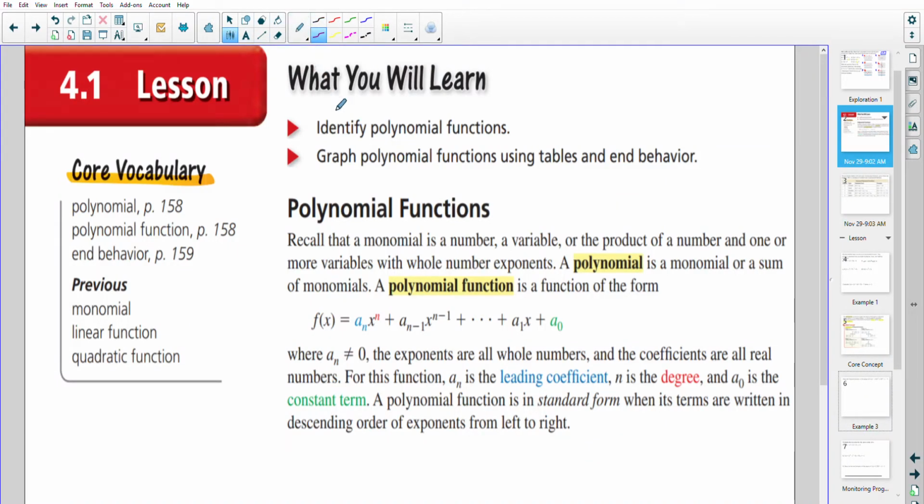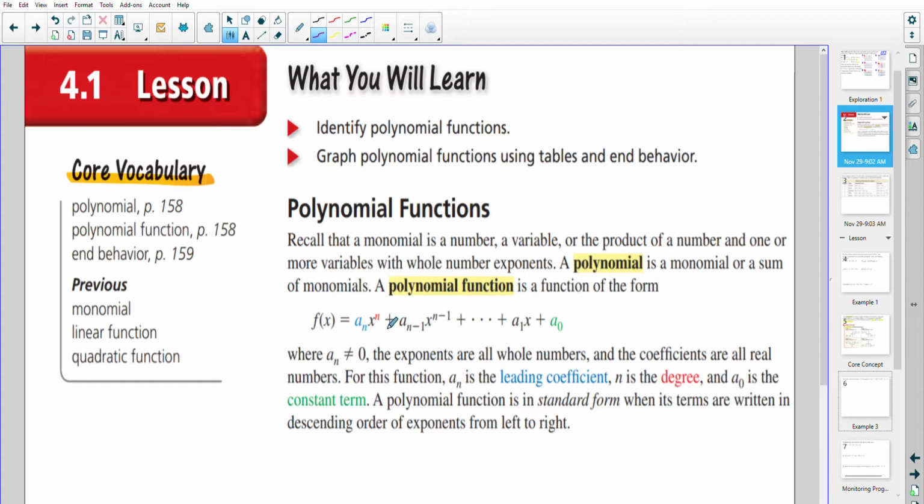Section 4.1, polynomial functions. And polynomial functions have a lot of terms. First of all, a polynomial function is in the form of f of x equals this. It looks really confusing, but there are specific parts of this. Notice that your x terms go down as your degrees decrease.